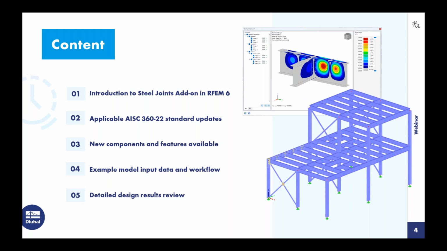So to quickly go over the content that we'll cover over the next hour today, I do want to give a brief introduction to the steel joints add-on for connection design within our FEA program, Rfem 6. We'll talk about the applicable AISC 360 and the new 2022 standard updates relevant for Rfem. Then we'll go on to discuss the new components and features that are now available within the steel joints add-on. And finally, we'll run through our example model shown over here on the right-hand side to talk about the connection input data and workflow. We'll run the analysis and the design and talk about the results.